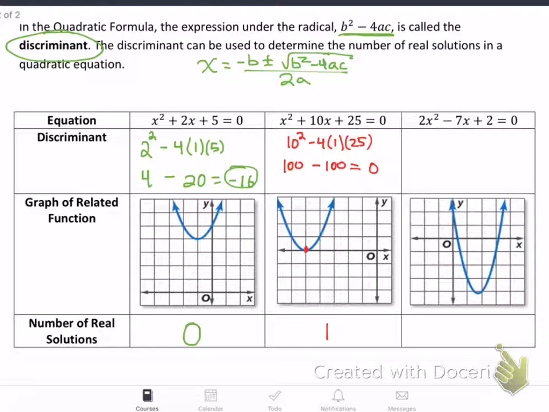And then let's try the third one. So I have negative 7 squared minus 4 times 2 times 2. That gives me a positive 49. Minus 4 times 2 is 8, and then times another 2 is 16, and this gives me a positive answer. When you have a positive discriminant, and again you can look at the graph right below it, that gives you 2 real solutions.